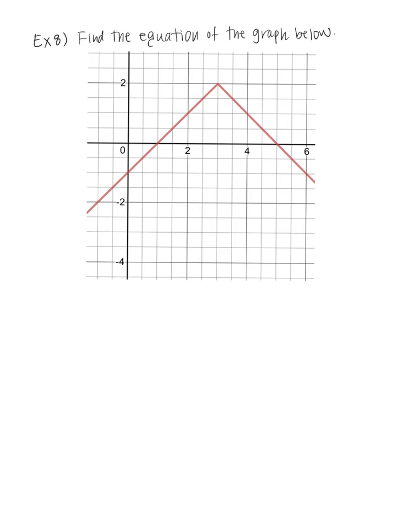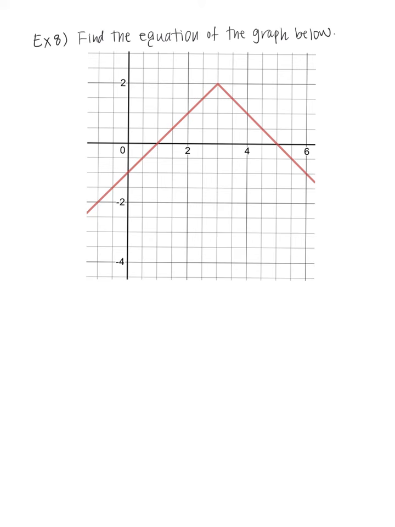All right, let's look at example 8. Find the equation of the graph below. So first of all, this graph is in the shape of a V. So that means that we're going to have an absolute value of x, and then we're going to tweak that by shifting up and down or left and right, stretch, compress, or whatever we need to do.